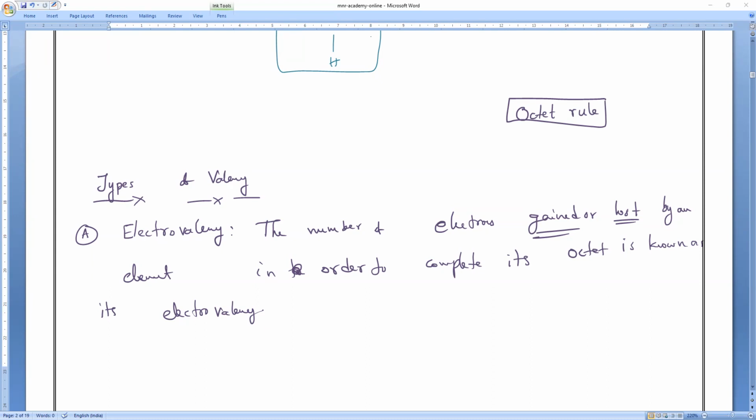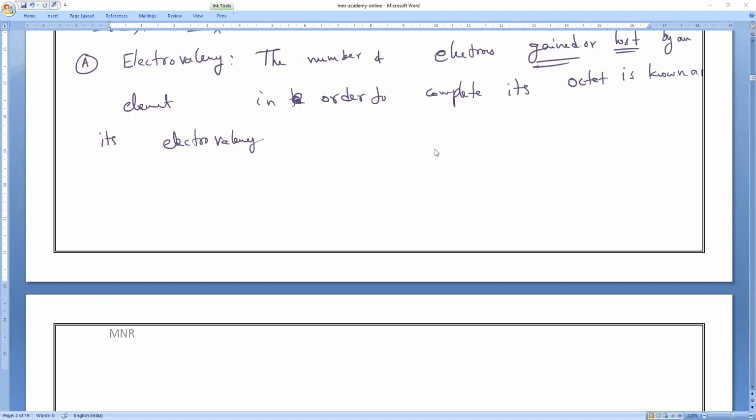Metals and non-metals. Because non-metals need to receive the electrons and metals need to donate the electrons. That is what you have to remember. Clear, everybody? So write it, everybody.